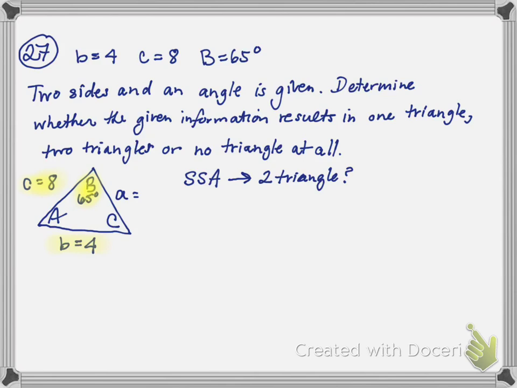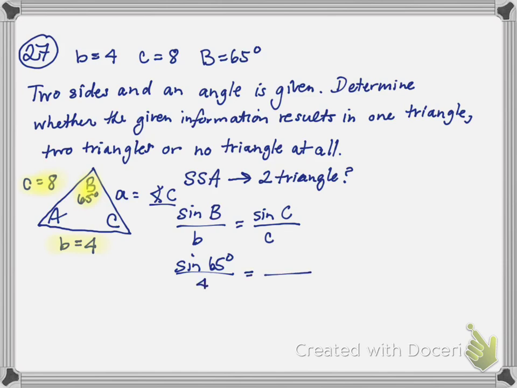If I look at what's given, I have angle B, side B, so I can set that up. Sine of angle B over B equals sine of angle C over side C. The reason I use that is because side C was given. I'm going after angle C. So I put in sine of 65 degrees over side B, which is 4, equals sine of angle C, which I don't know, over side C, which is 8.